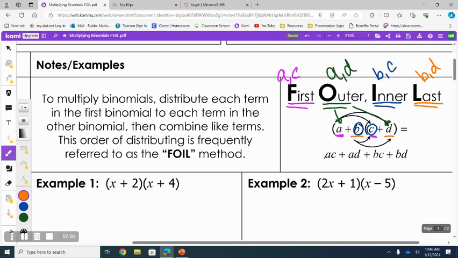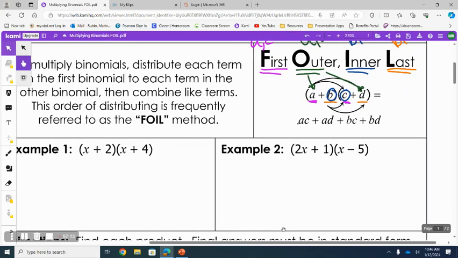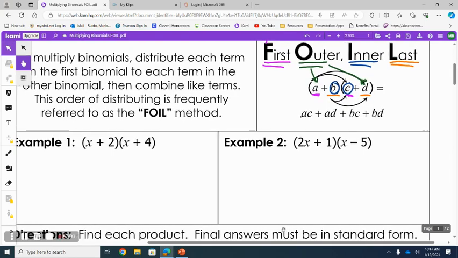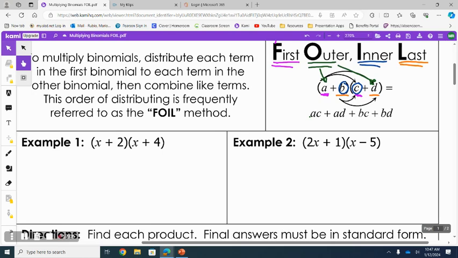Did everybody have time to write that down? I'm going to move up. I'll put it right there so I can get the right letters, colors.